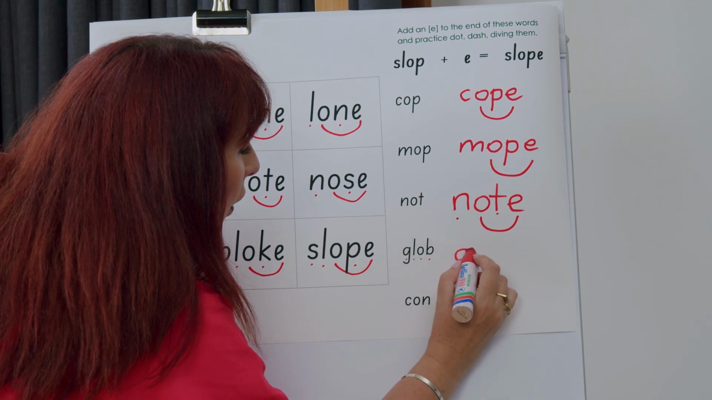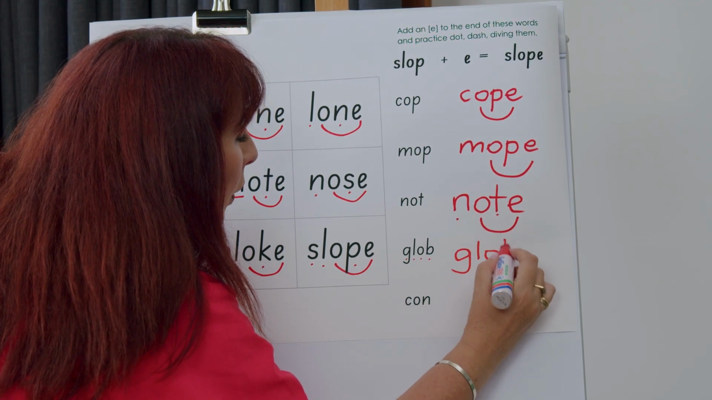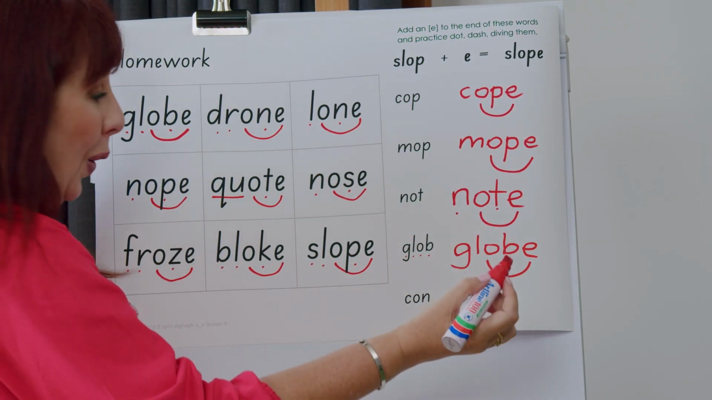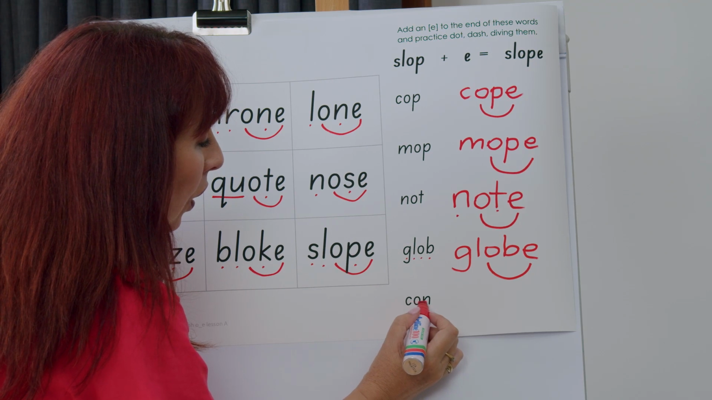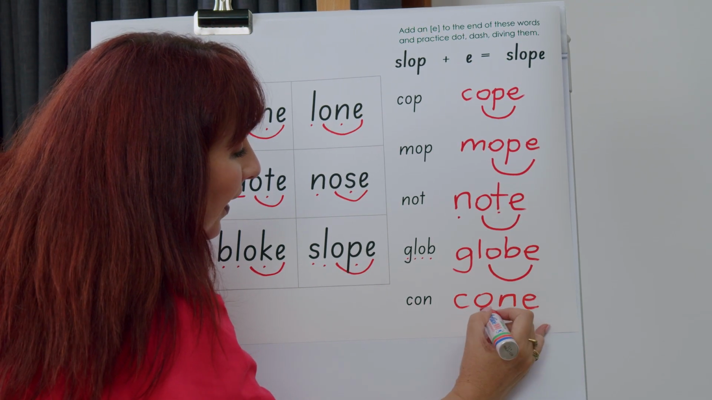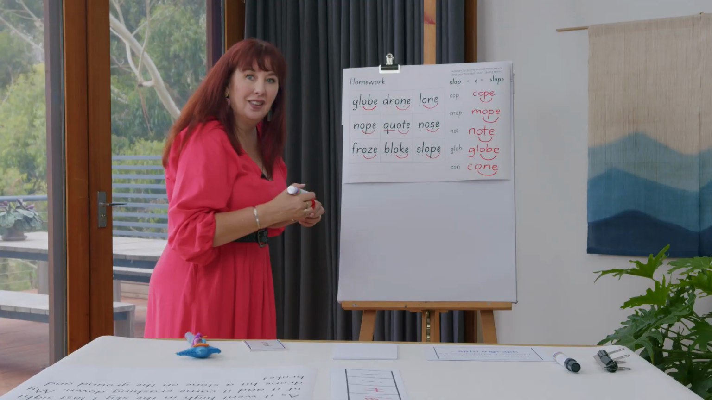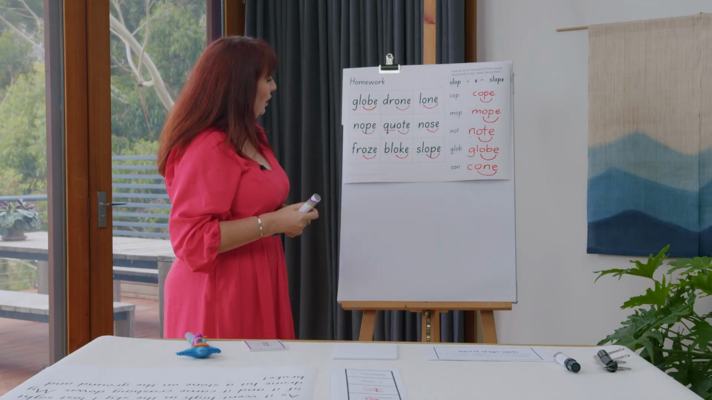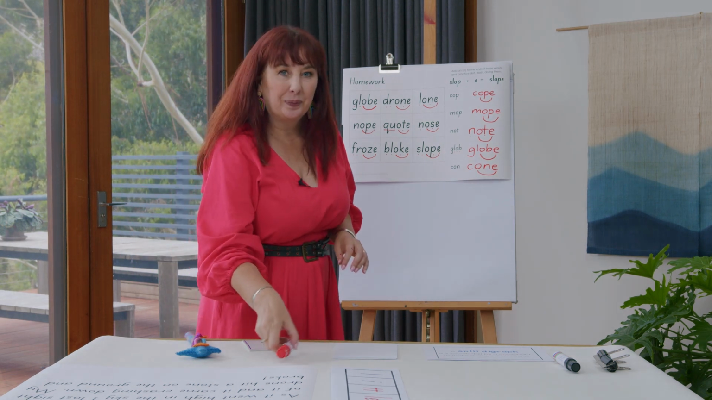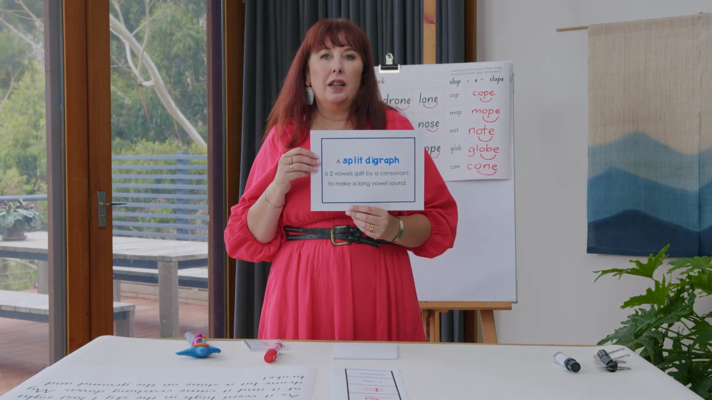Globe. And last one, cone. Ice cream in a cone is delicious. How did you go with that homework? Well done. Let's have a little bit of a practice of some of our language.